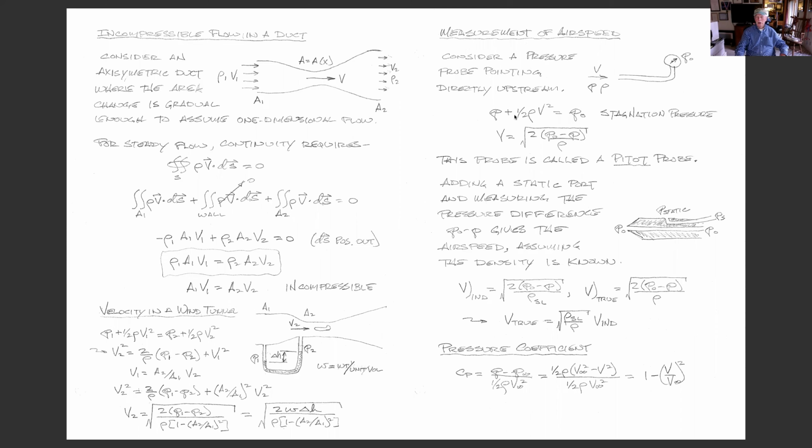But we can solve this equation for V. So, okay, I've got the stagnation pressure. All I need to do is measure the static pressure. But this simple thing is called a pitot probe. And in order to get airspeed, we need a good measurement of the static pressure. And where do we get the static pressure? Well, here's P0.